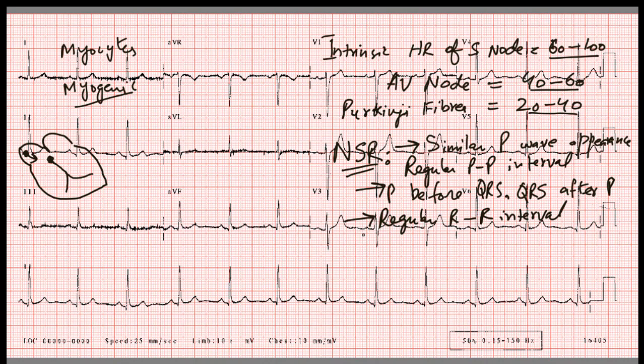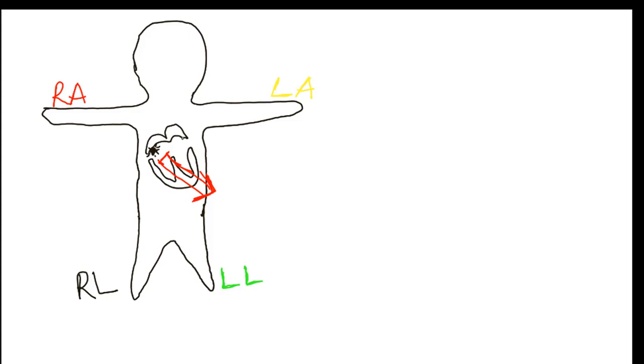And the final criterion is the P wave should be positive in lead 1 and lead 2. Well, let me explain it here. Let's suppose this is our patient.